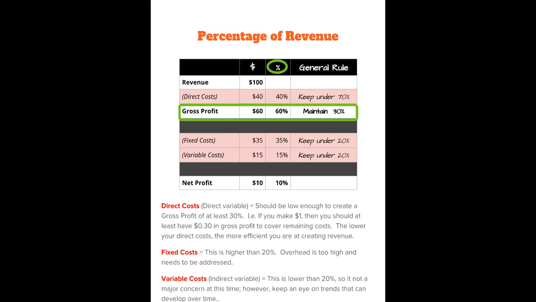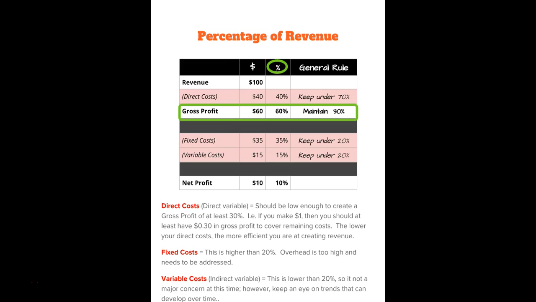So with our direct costs, which is also known again as direct variable, this should be low enough to create a gross profit of at least 30%. For example, if you make $1, then you should at least have 30 cents in gross profit to cover remaining costs. The lower your direct costs, the more efficient you are at creating revenue. Makes sense? Okay, fixed costs.